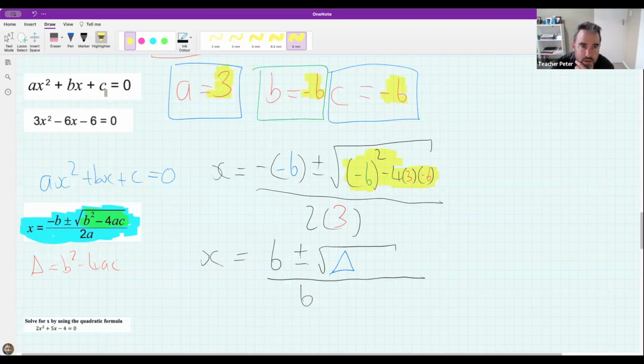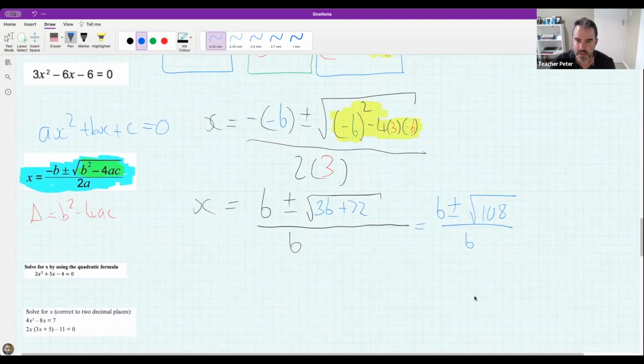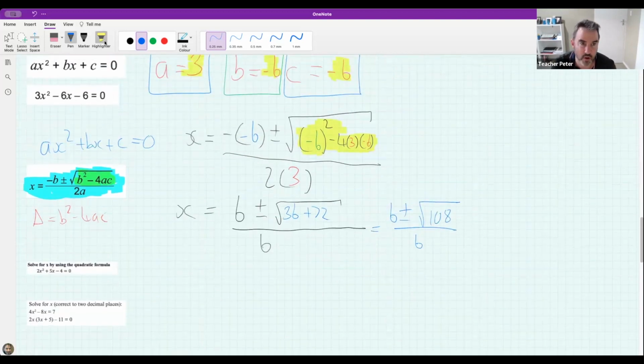Okay, so inside of this, to get what delta is, minus 6 squared is 36. Minus 4 times 3 times minus 6. Let me just check that. Minus 4 times 3 times minus 6 is 72, but it's plus 72. And so x is going to be 6 plus minus the square root of 108 over 6.